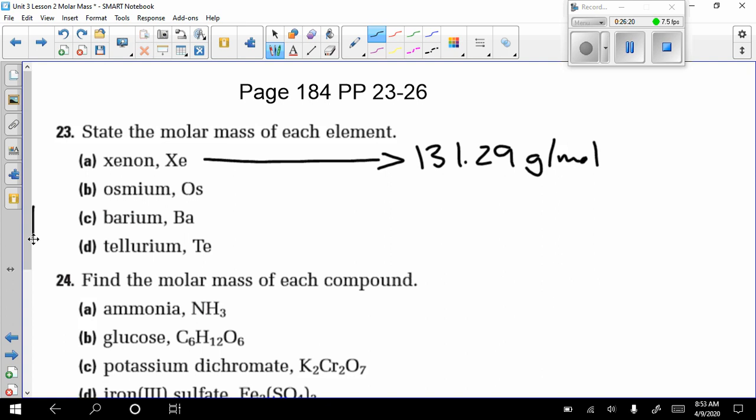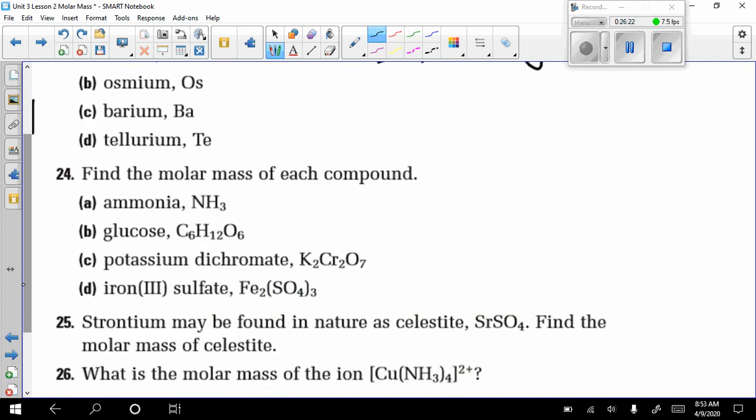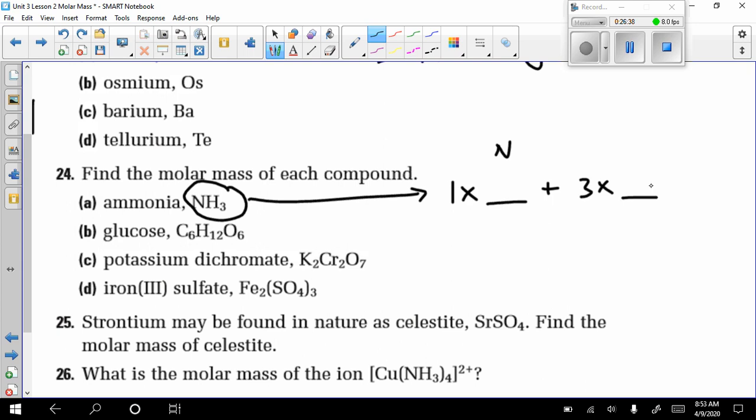Okay, for number 24 here, you're going to have to do a little bit of math because it says find the molar mass of a compound. So for this one, for NH3, you'd have to do 1 times the mass of nitrogen plus 3 times the mass of hydrogen, and you'd get those two from your periodic table, and you'd get this.